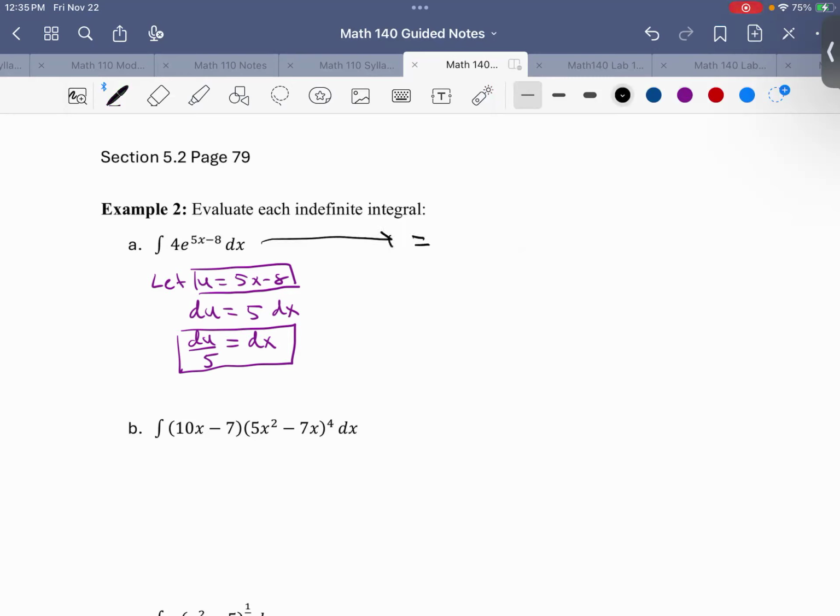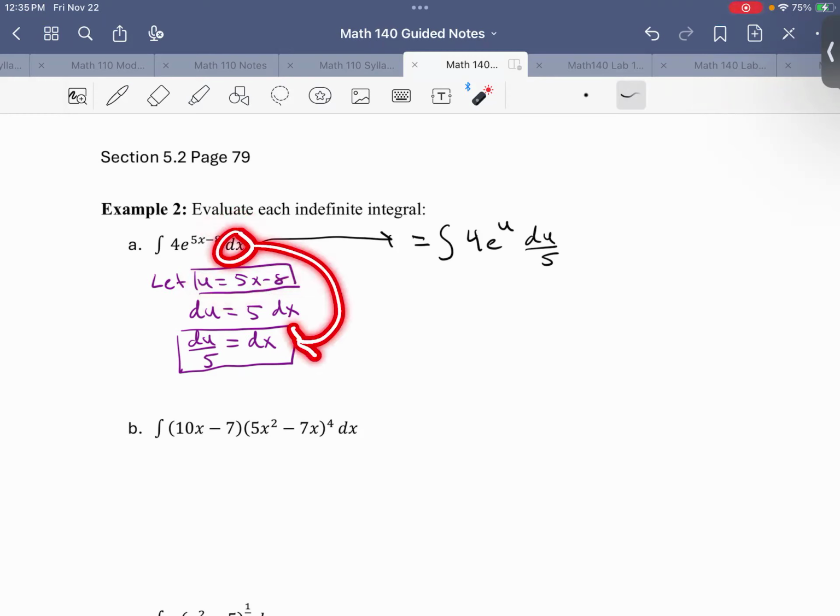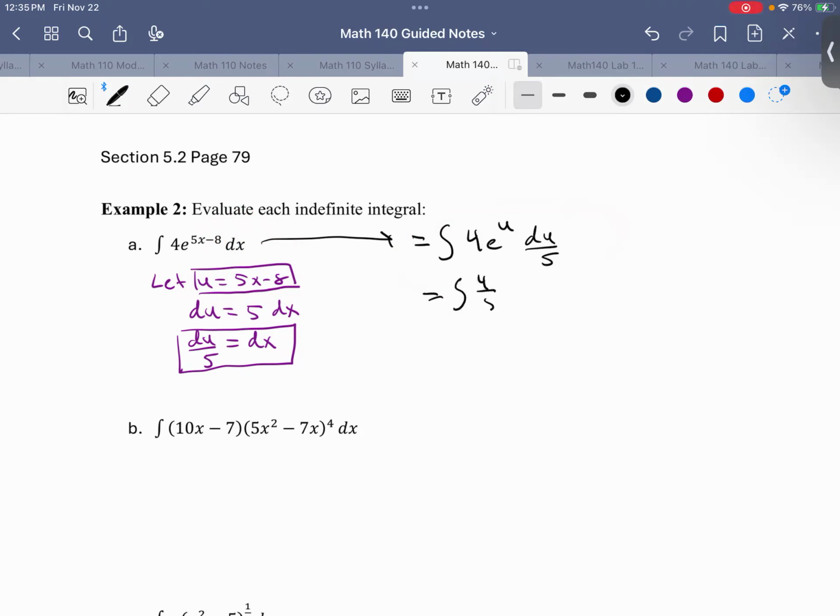So this is going to equal 4e to the u du over 5. The u equals 5x minus 8. This goes into our exponent, and dx equals du over 5. So now we have our new integral here in terms of u. So let me go ahead and simplify this a bit more. I can combine this 4 and 5 to be the integral of 4/5 e to the u du.